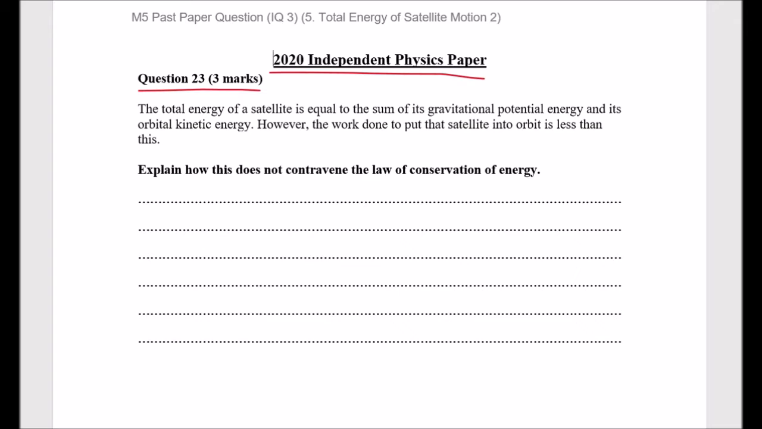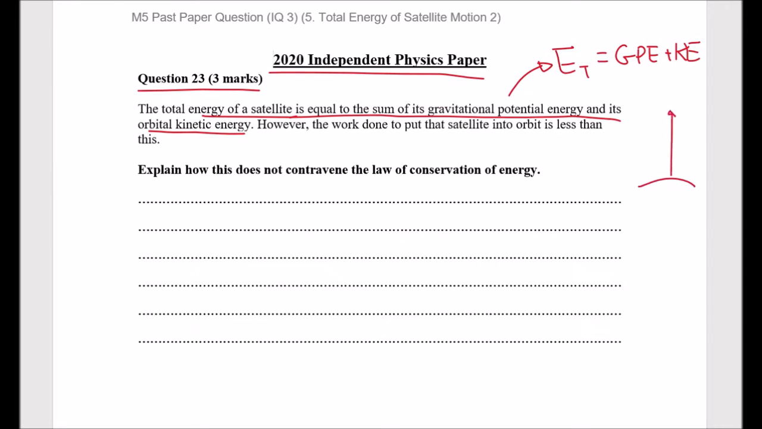Now, it reads: the total energy of a satellite is equal to the sum of the gravitational potential and orbital kinetic energy. So what we have here is the total energy is equal to GPE plus kinetic energy. And that kinetic energy is when you launch the object into space and it starts orbiting around the planet. Now, it says, however, the work to put the satellite into orbit is less than this.